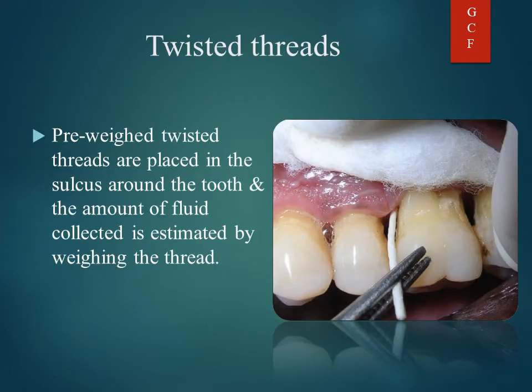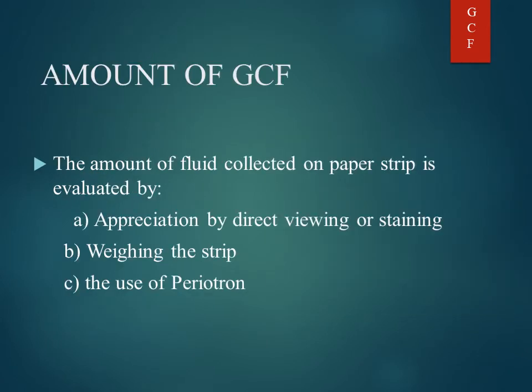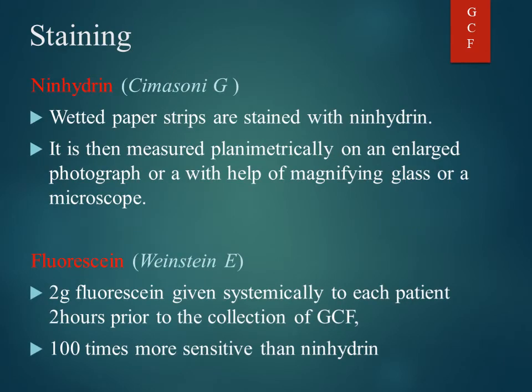The third method is using a twisted pre-weighed thread. You weigh the thread, you place it inside the sulcus, leave it for a time period, and you remove it after it collects the fluid, and you again weigh the thread. Based on this, the amount of GCF collected by a paper strip is evaluated. You can evaluate by either viewing or staining with a particular stain, or weighing the strip, or the use of a Ronn, which is the most suggested technique. For staining, we use an ninhydrin stain.